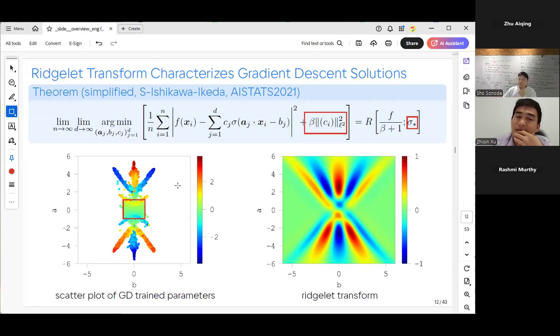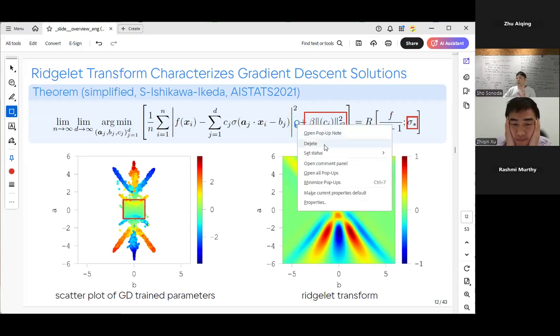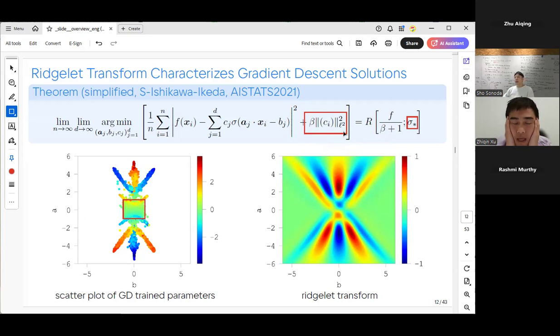Okay. So what's the meaning of this L squared in the right down corner of this regularization term? Yeah, this is essentially the L2 norm. Okay, right. So in a sense, this is a really classical result. Maybe, for example, for L1 or the lazy regime, we can find a different Ridgelet transform corresponding to the regularization term. Okay, thanks. Do we have more questions from the audience?